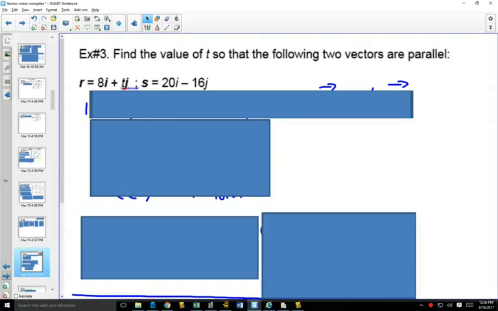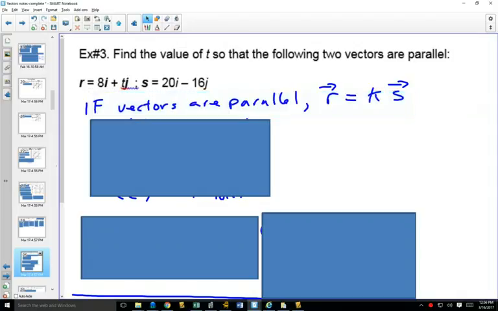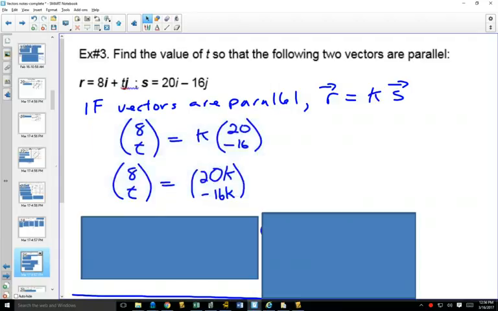Find the value of t so that the following two vectors are parallel. So if the vectors are parallel, we know that one is a multiple of the other one. And again, you can write these as column vectors. And we can say, well, if 8 over t is equal to k times 20 over negative 16, or you could put the k on the other side. It doesn't really matter which side that you put the k on.